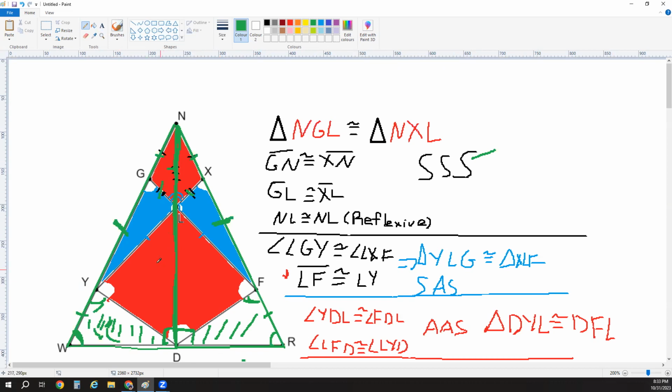All right, so that is section 5.4. Kind of fell apart on me at the end there. Sorry about that. If you have any questions, please let me know. And I hope that my mistakes do not become your mistakes. And happy geometry.